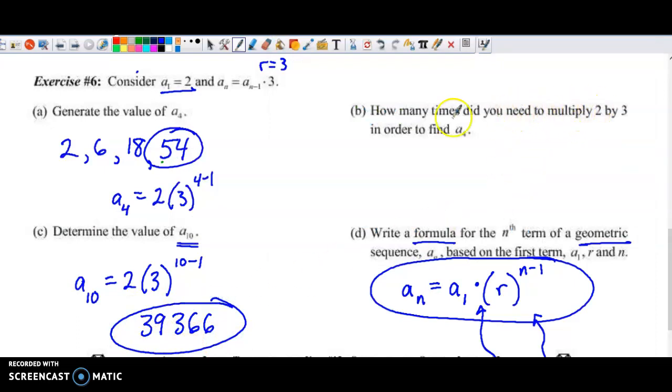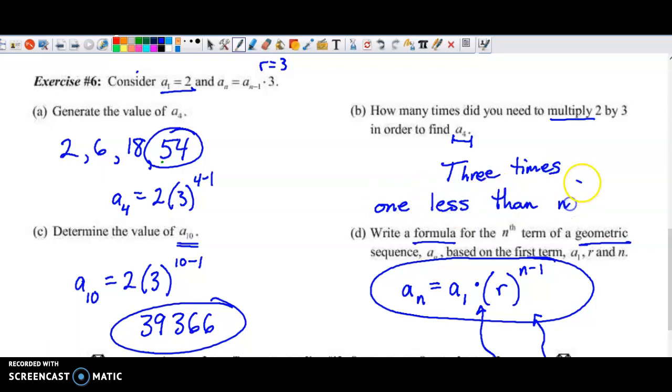And the moral of the story is very similar to the previous one. How many times did you multiply 2 by 3 to get to the a sub 4? It was 3 times. But again, the moral of the story is that it's n minus 1. 1 less than n. And you should be ready for the homework now.